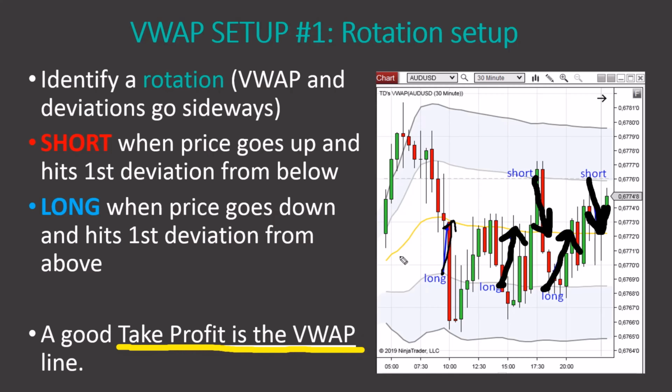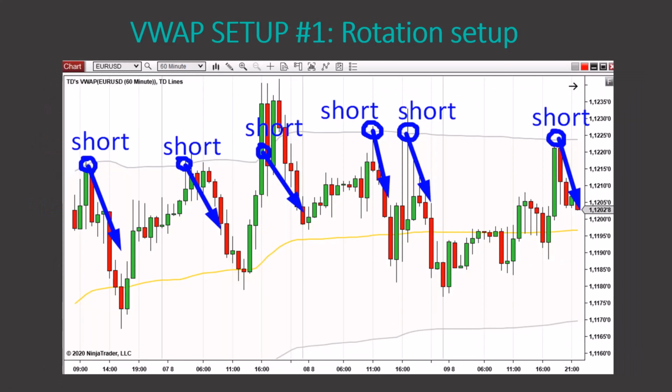Take profit is the VWAP. It doesn't need to be, but in my experience, it's a pretty solid place to take your profit. All right, so VWAP line, yellow line, works as a magnet, and it is a nice place to take your profits. Now, another example of this rotation setup.